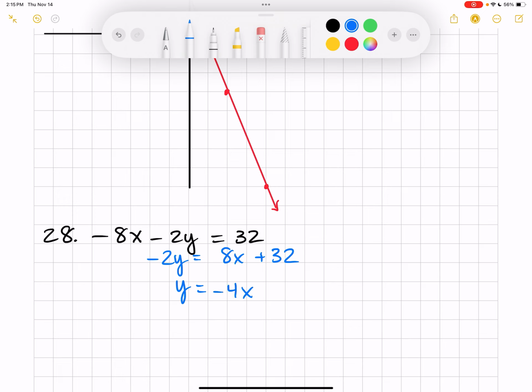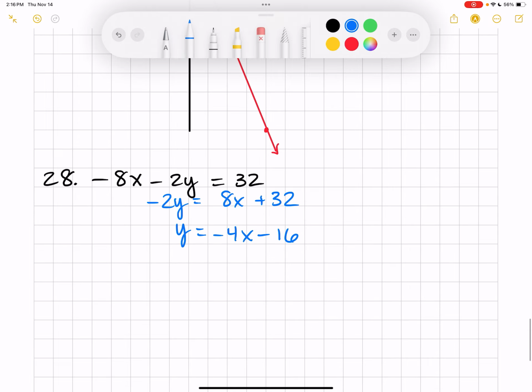I'm still writing down the problem. I don't care. It's minus 16. Too bad. Minus 16. All right, now, this is a problem that has larger numbers, right? What is my slope? Negative 4. Negative 4, and what's my y-intercept? Negative 16. Negative 16. Now, that's down pretty far, right?